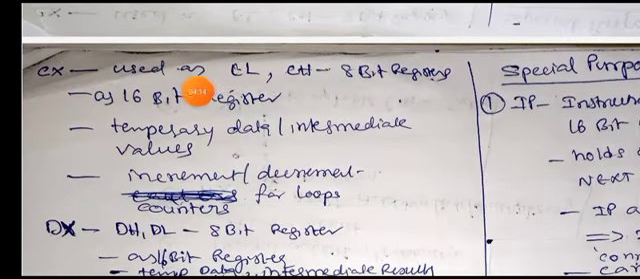Now coming to the CX register, it is used as individual CL and CH 8-bit registers, or it can be used as a 16-bit register. The purpose is temporary storage of data or intermediate results. So it can be used as an incrementing and decrementing counter for loops.